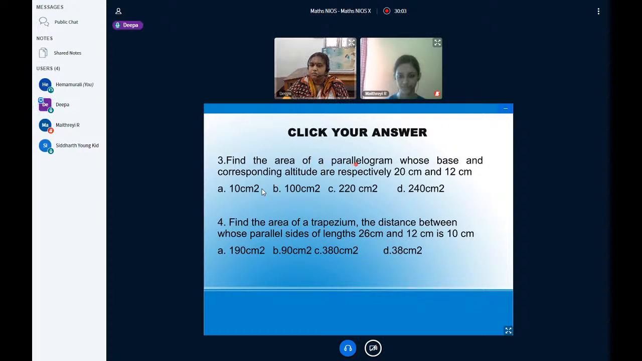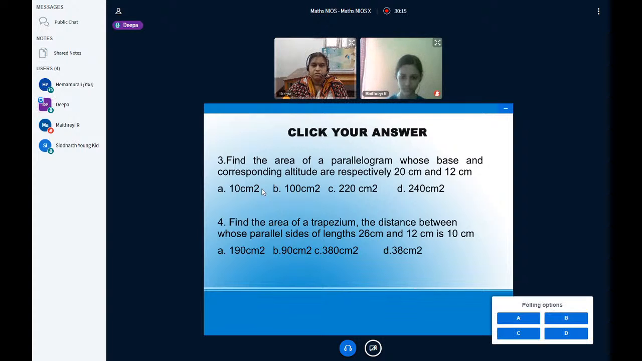Now find the area of the parallelogram whose base and corresponding altitude are respectively 20 centimeter and 12 centimeter. Find it fast. What is the formula to find the area of the parallelogram? Base into height. Only base into height? Area of a parallelogram is base into corresponding altitude. Is it right, Maitri? Base into corresponding height, or corresponding altitude. Find it fast.